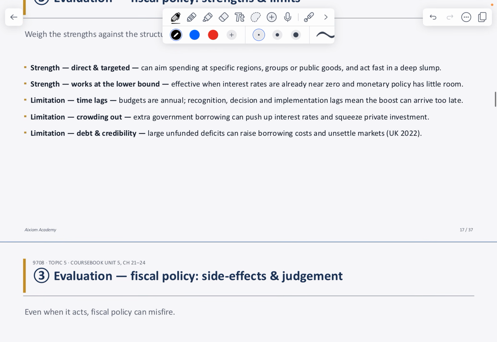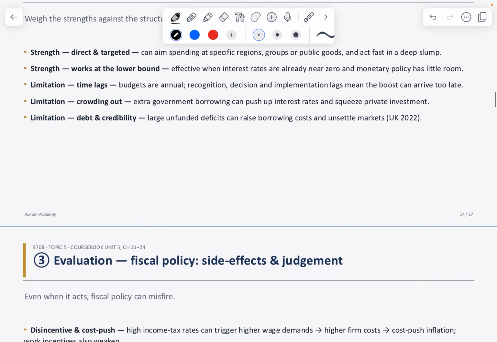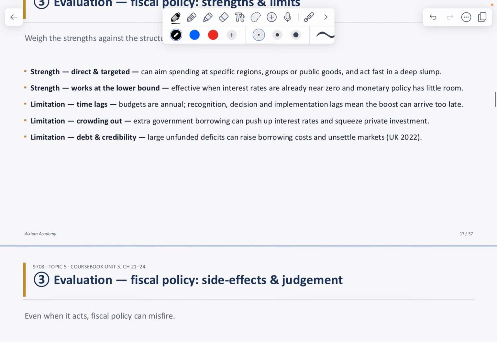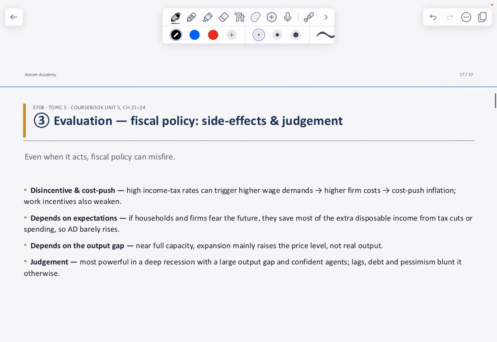And then we have the debt and credibility issue, which is that if the government already has large unfunded deficits, can they continue borrowing without making the market worry about their credibility to repay the debt? Certainly not. Even the most developed countries, like the United Kingdom, have faced this with the 2022 mini budget issue that pushed up the gilt yields. So this is one major limitation of fiscal policy.